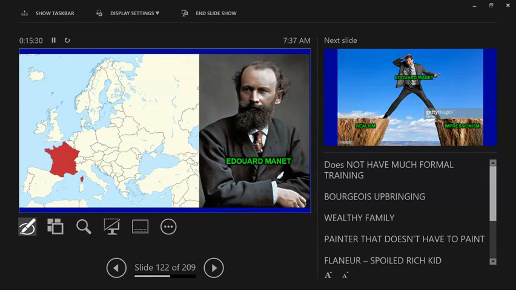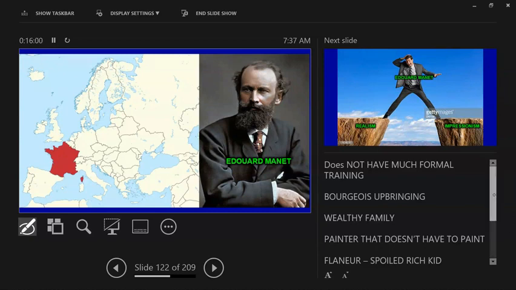Edouard Manet does not have much formal training. He has a bourgeois upbringing. Do you know, guys, have I used that word yet, bourgeois, in this class? Do you know what that means? When I say bourgeois, I think of rich. He was born into a wealthy family. And he's a painter, but he doesn't have to paint. He doesn't have to paint and sell his artwork. He can just paint for fun.